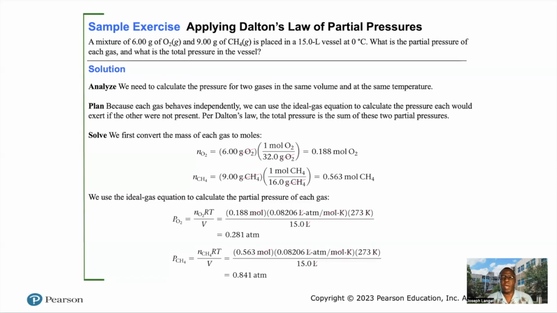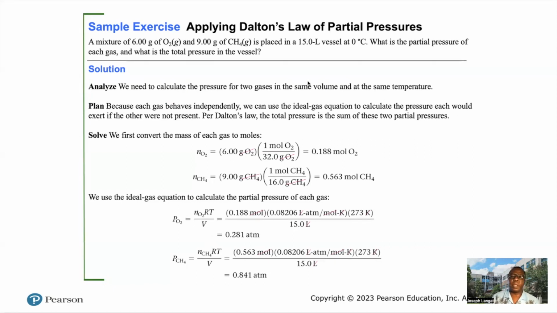So if we want to find the partial pressure now, look at how our ideal gas equation is used: P = nRT over V. That is the number of moles of oxygen times the universal gas constant times temperature over volume.